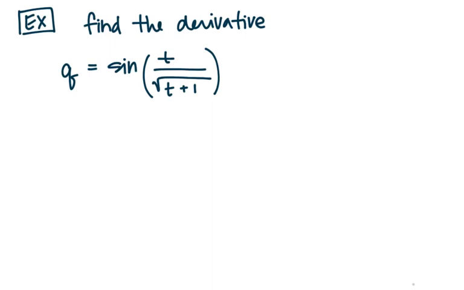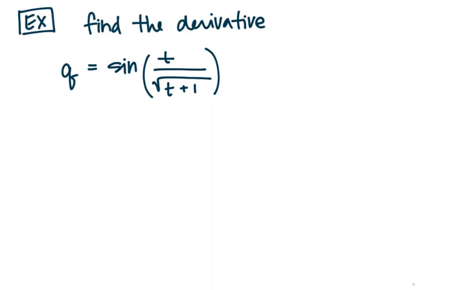So we're going to do another example which uses trig and the chain rule and the quotient rule to find the derivative. And it actually uses the chain rule twice in here. So we're looking at this function, q equals the sine of the quantity, my argument, that's what we call this. This is the argument, is t divided by the square root of t plus 1. So that argument looks really messy the way it is right now. One thing I can do would be to rewrite this square root right over here as a 1/2 power.